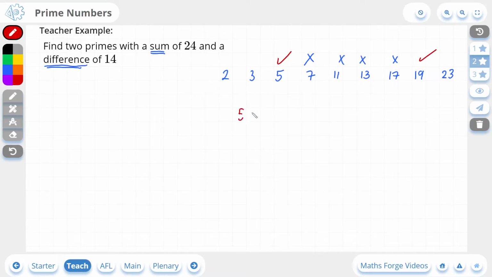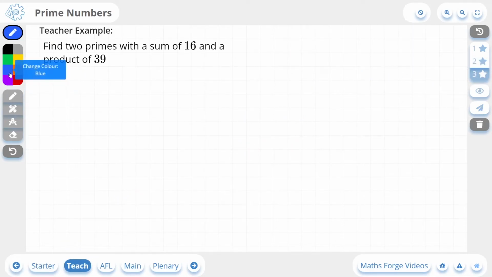Because of course 5 plus 19 gives us 24. And 19 minus 5, so this is the sum and this is the difference, gives us 14. So our 2 prime numbers, I'm going to say, are 5 and 19. And if we just check our answer, there it is.